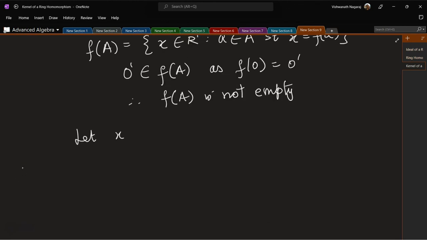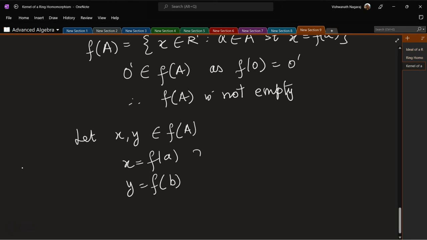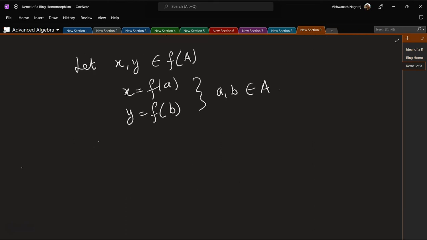Now, again, let's take two elements x, y belonging to f of A. x is equal to f of a, y is equal to f of b, where a and b belong to A. So therefore, x minus y belongs to f of A, because remember, an ideal is a subring, so it is closed, which implies a minus b belongs to A.